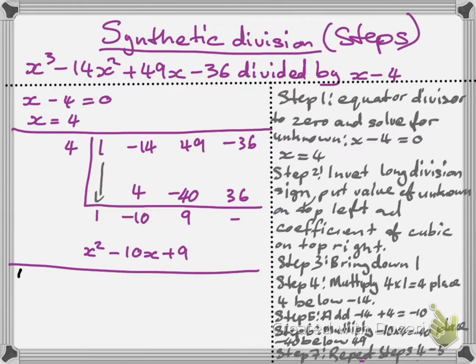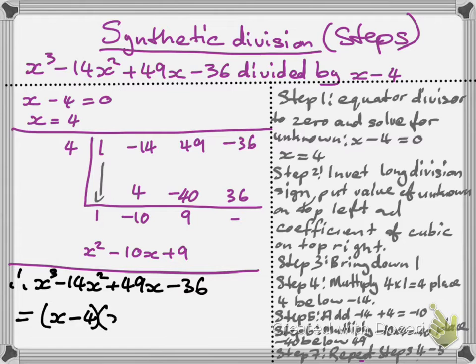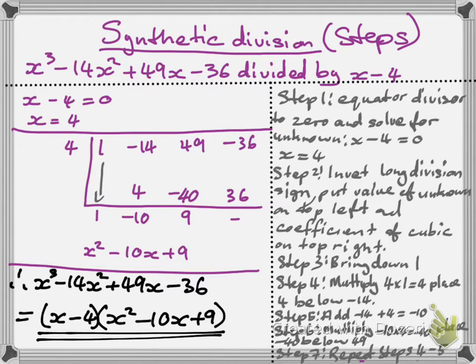So we rewrite our polynomial as x cubed minus 14x squared plus 49x minus 36 equals x minus 4 multiplying x squared minus 10x plus 9. So please play back the video if you do not see the steps again, so that you understand them. Right, and then you basically choose the one that works for you. I know a lot of you will want to use the synthetic method.